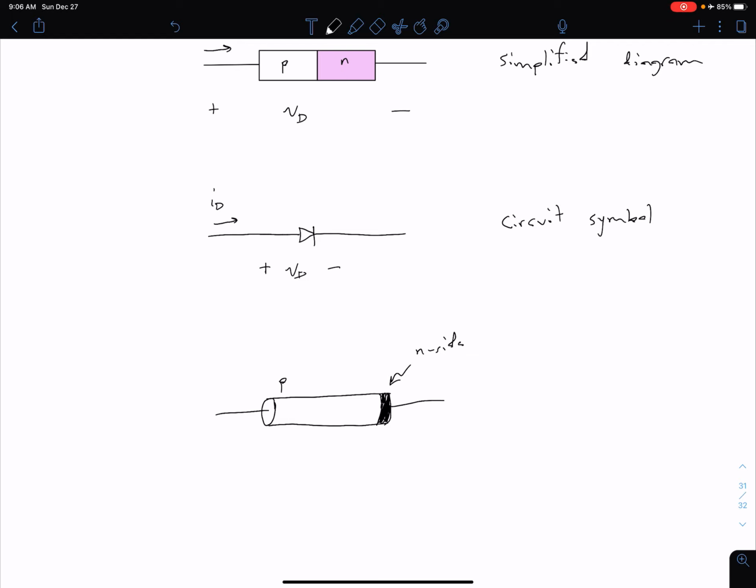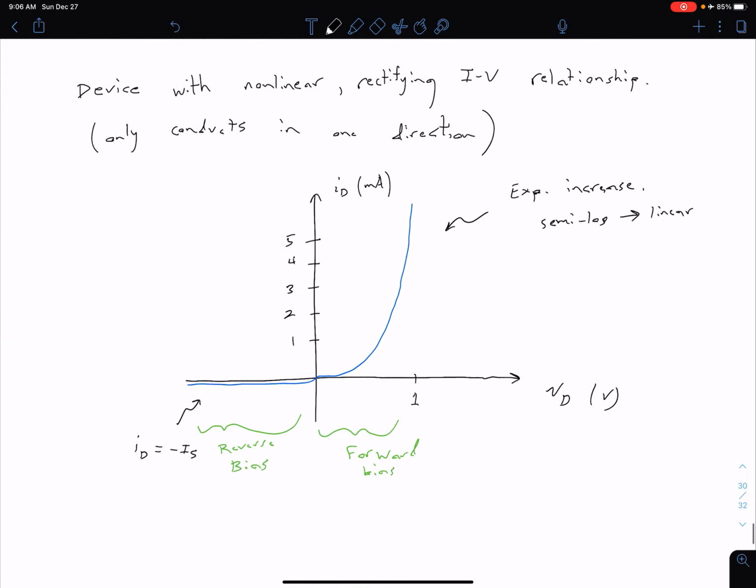So in the following videos, we're going to talk about some considerations, particularly related to this IV curve. Then we're going to talk about how to analyze some simple diode circuits. And then finally, we're going to talk about other simple types of diodes.